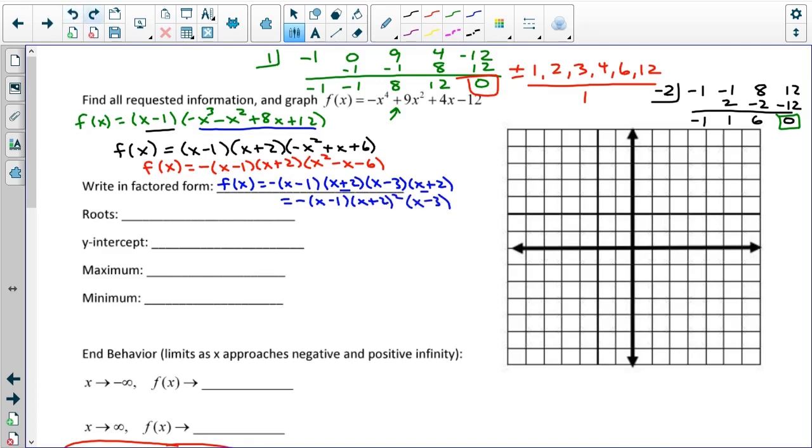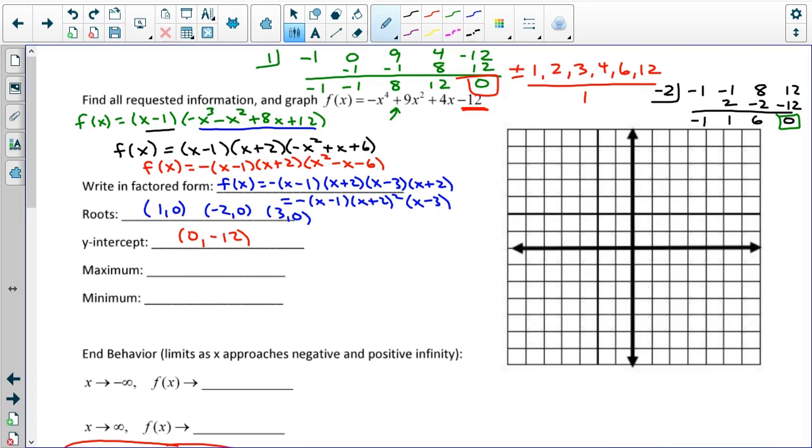I guess it didn't really want me to erase those little things. And I don't want you thinking they're plus or minus. So I guess it'll take 10 more seconds out of your life to watch me erase those things. So my roots are at (1, 0), (-2, 0), and (3, 0). So those are my roots. My y-intercept is at (0, -12), which I can easily see from the original problem.